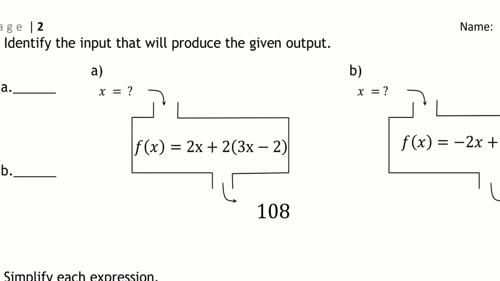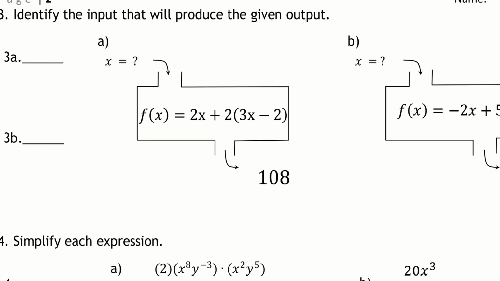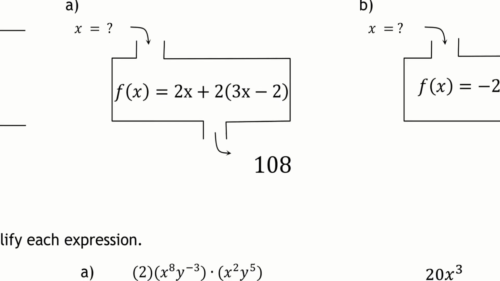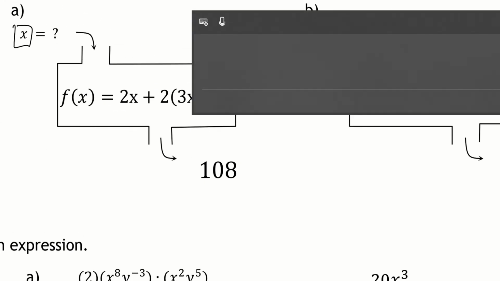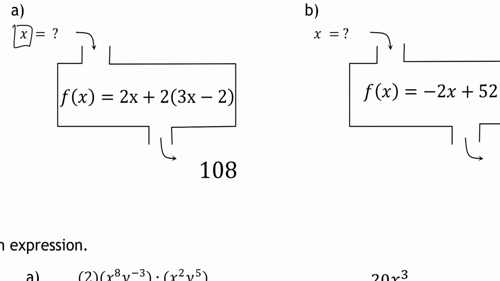On page 2, we're asked to identify the input that will produce the given output. So what I'm really asking you here is, what value of x would I put into this function that would make this function give me back 108? What value goes in to give me 108?